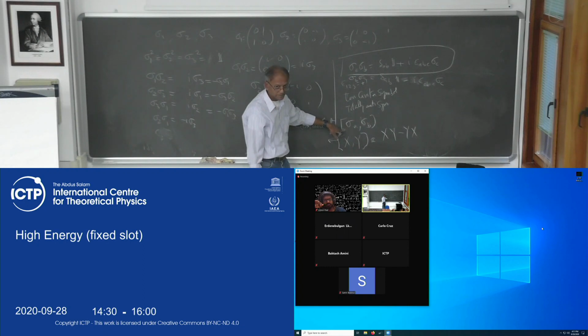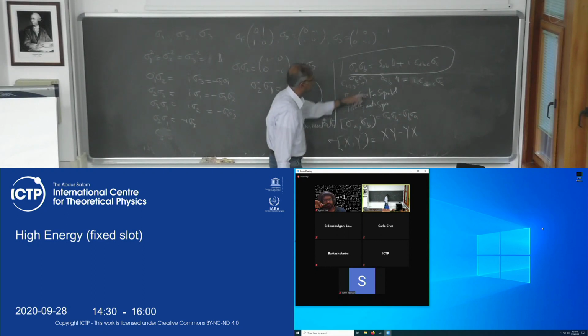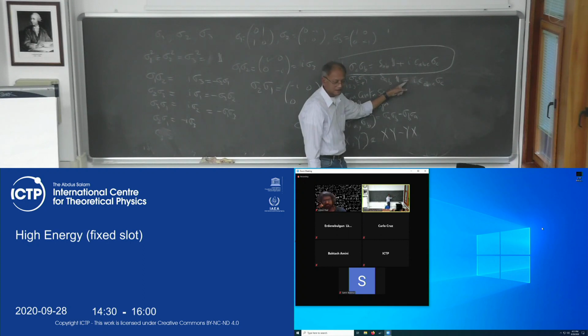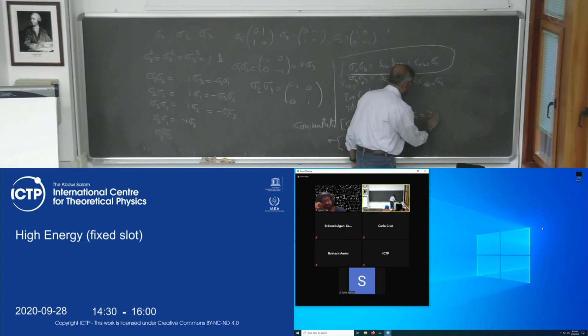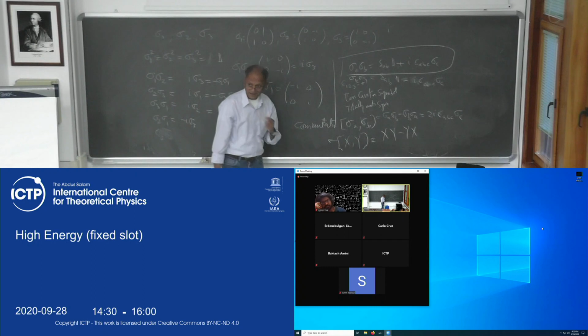Now I take the difference between these two, this minus that. That is the commutator, sigma A, sigma B minus sigma B, sigma A. You see that this cancels, but this doesn't. This adds up when you take the difference, and you get simply 2i epsilon ABC sigma C. Okay, this is very interesting.